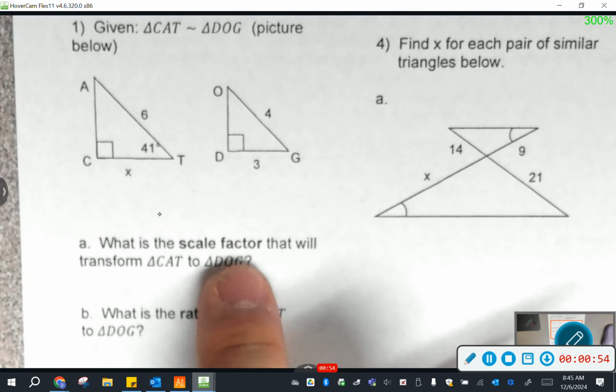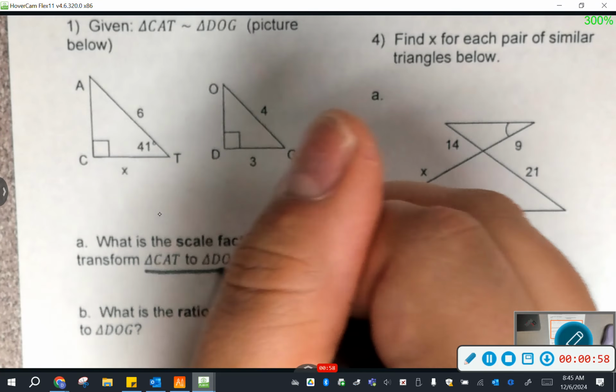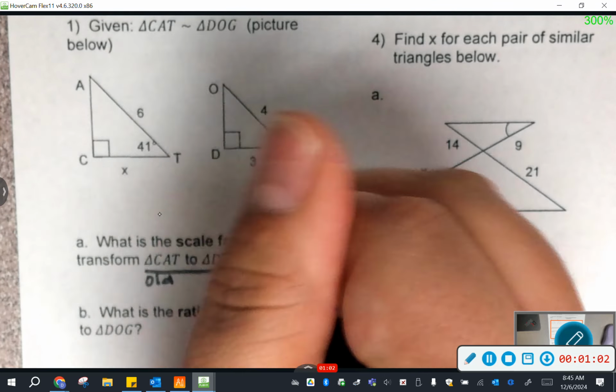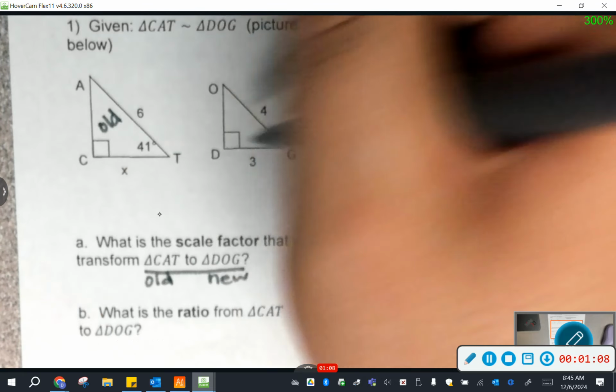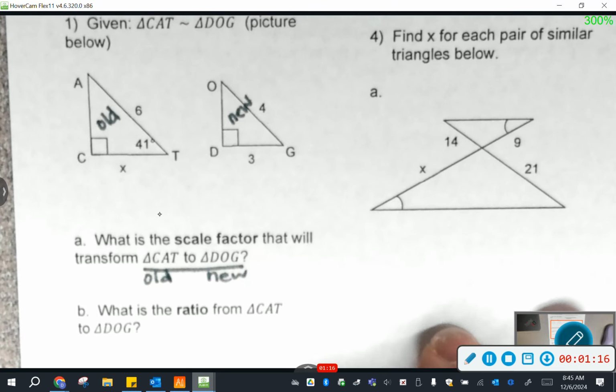First question says, what is the scale factor? It's going to transform. Y'all, this is important. It says cat to dog. Why is this important? Because it's telling me my old and my new. So cat is old, dog is new. By the way, if you don't have this written down, you might want to write these extra things down. It'll help you on your assessment.